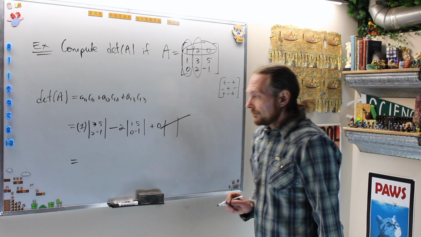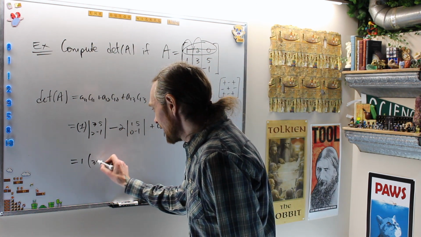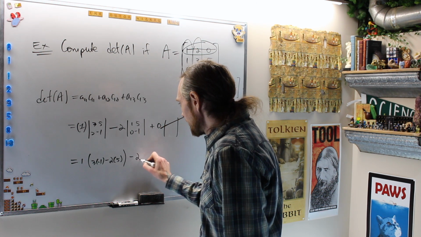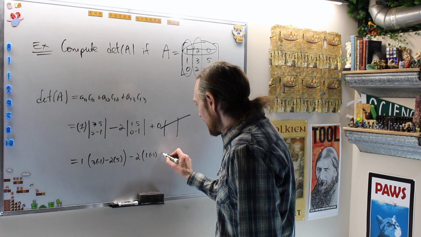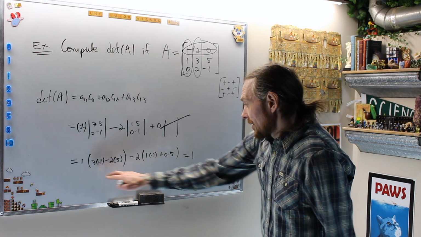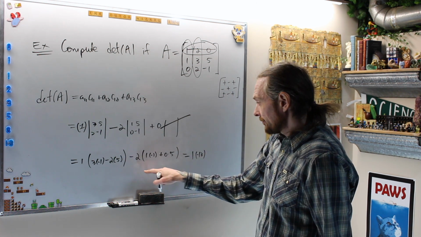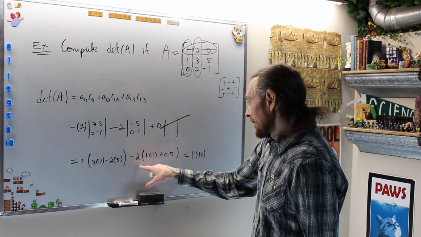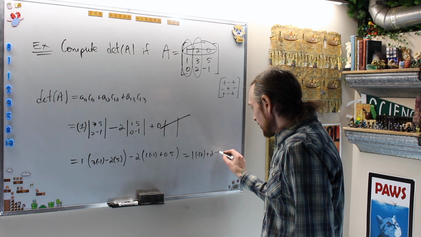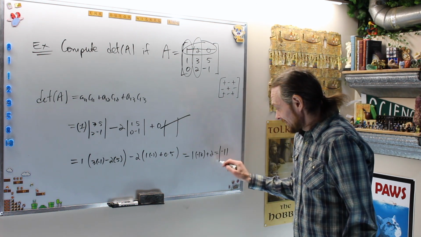Equals 1 times negative 3, 3 times negative 1 is what I'm doing, minus 2 times 5, minus 2 times 1 times negative 1, plus 0 times 5, which is equal to 1 times negative 3 minus 10, which is negative 13. And then I get minus 2 times negative 1, which is plus 2, which is negative 11. I don't know, I made it up, but this is the whole point.